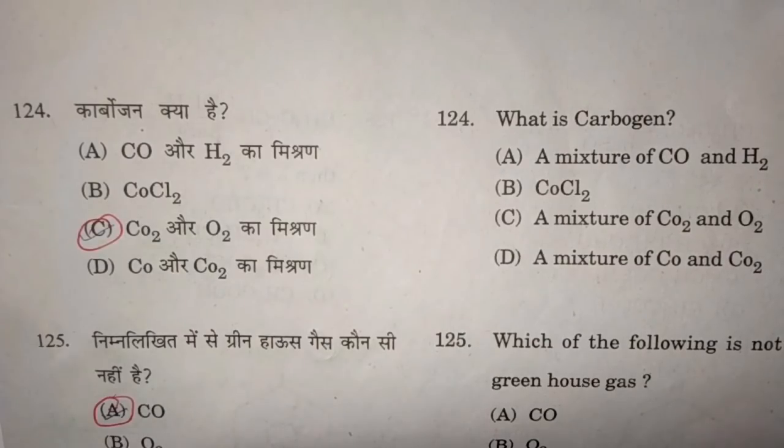What is carbozine? Option A mixture of CO plus H2, option B COCl2, option C a mixture of CO2 and O2 and option D CO and CO2 mixture.